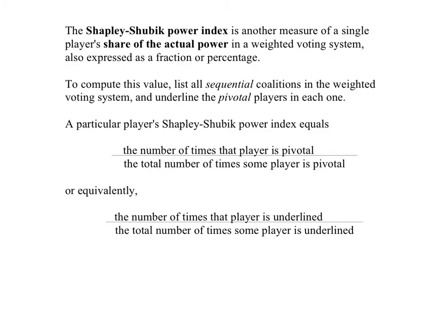So note the analogy here to how we computed the Banzhaf power index. In each system, in each way of measuring power, there's a notion of the total number of times that somebody exercised actual power, and we're asking what fraction of that total number of times somebody exercised power belongs to that particular player we're looking at. An equivalent way of saying it, and this is now verbatim the same as for Banzhaf, is a particular player's Shapley-Shubik power index equals the number of times that player is underlined divided by the total number of times somebody is underlined. Okay? And it's to emphasize that analogy between the two that we use underlines for both methods.